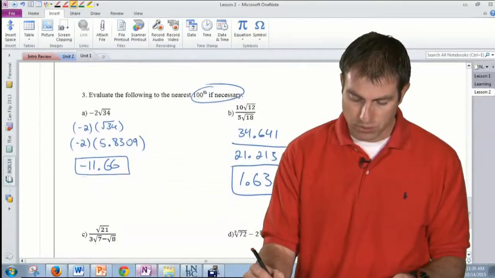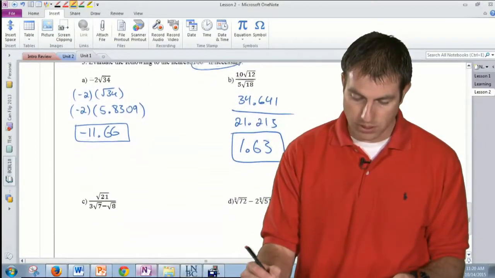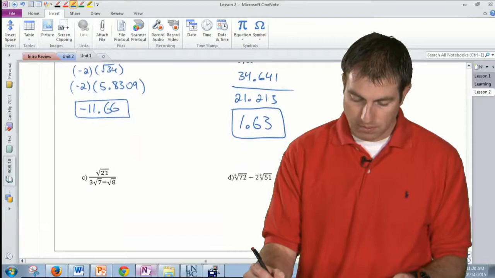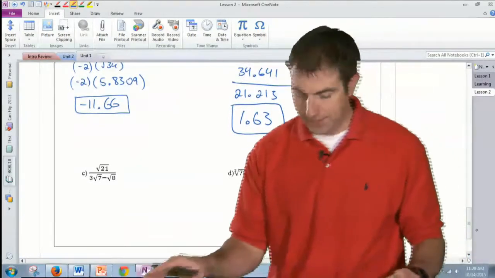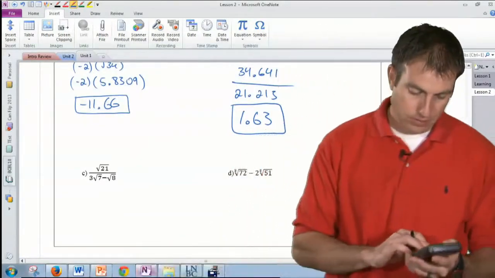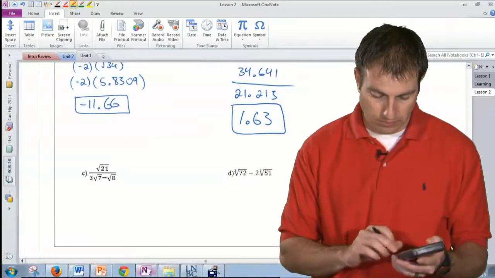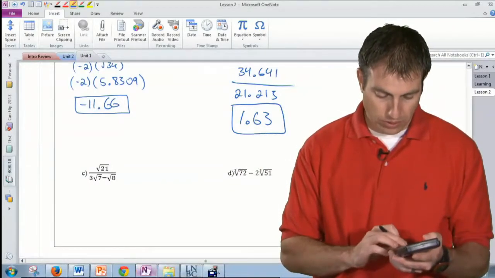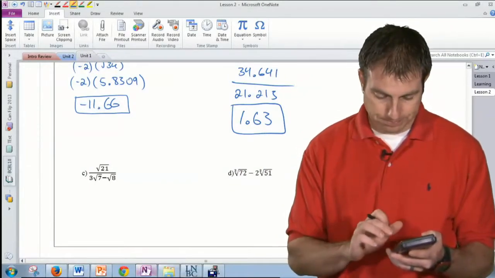Almost out of time here. I have 2 more. I'd really like to get these done. I'll just do these quick. If you have a question about what I've done, fire away. So square root of 21 on the top.